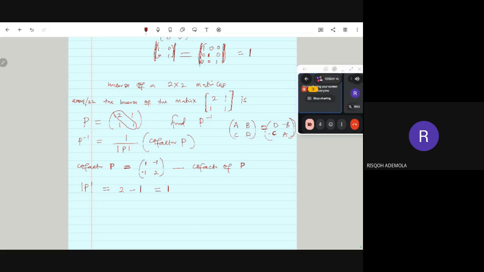So we want to do the formula. So therefore, the inverse is just going to be 1 over 1 multiplied by 1 minus 1 minus 1 and 2, which would give us 1 minus 1 minus 1 and 2 as the inverse of P. Is that correct?